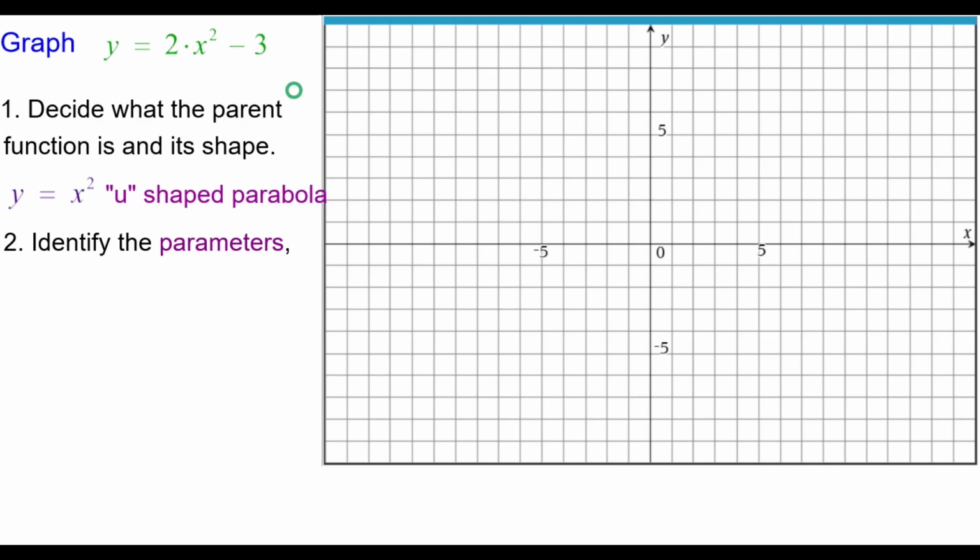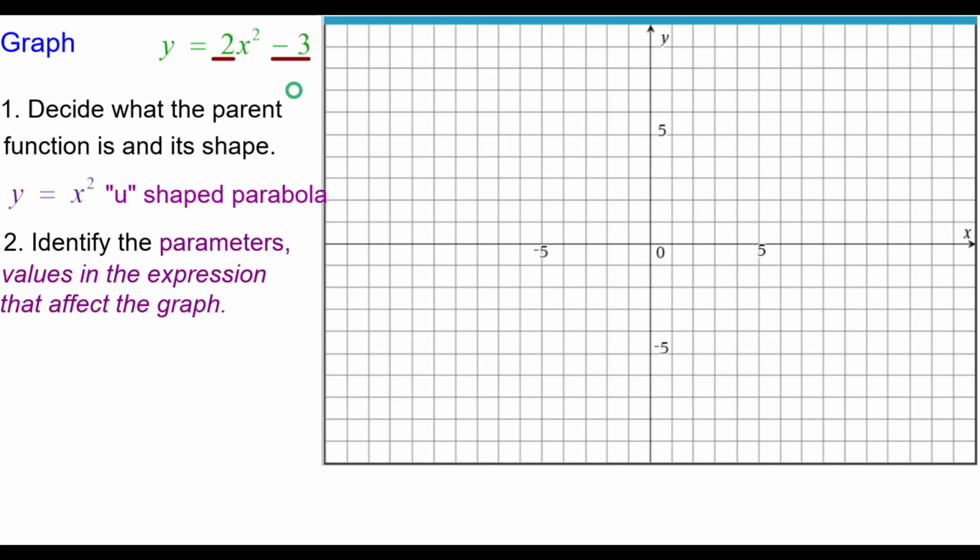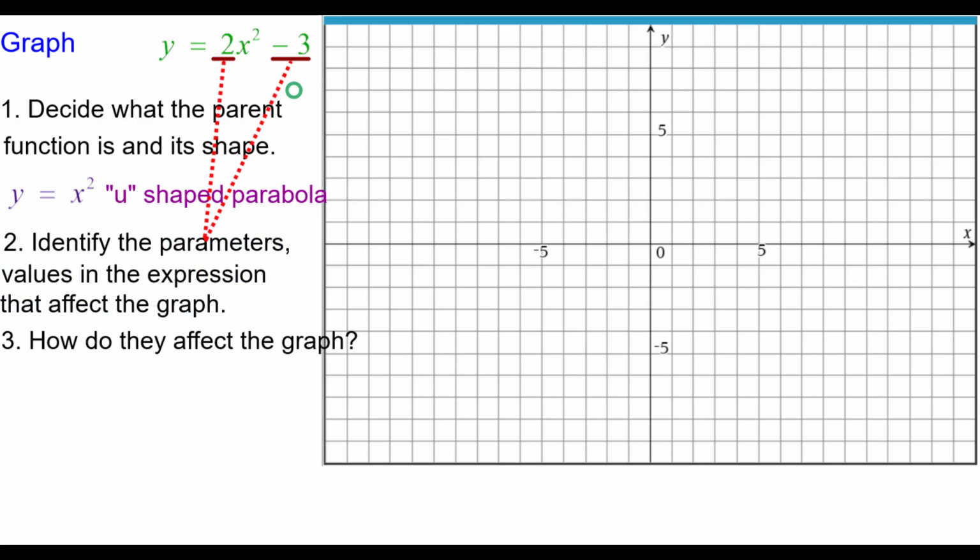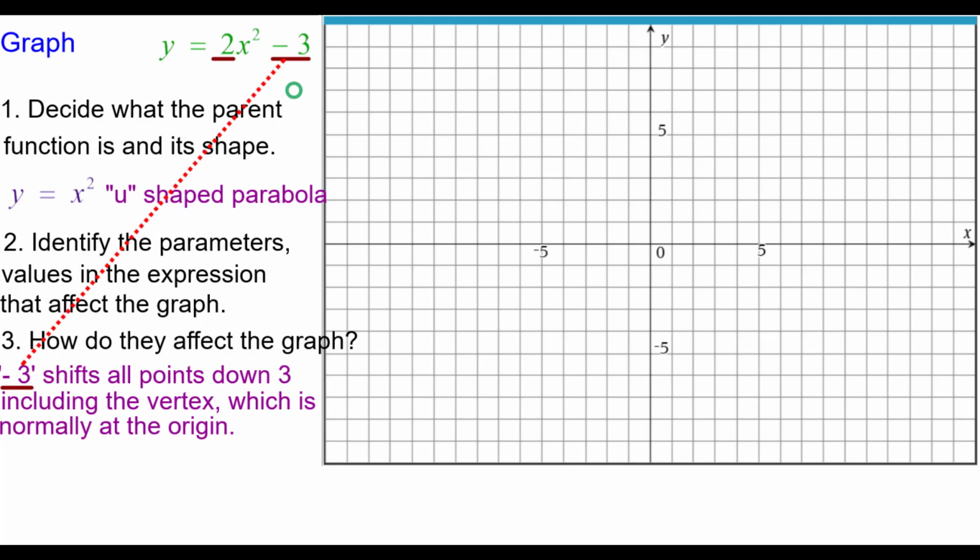Identify the parameters, and what we mean by that are values in the expression that affect the graph. 2 and minus 3 are parameters. How do they affect the graph? The minus 3 shifts all points down 3, including the vertex, which is normally at the origin. So our vertex is now at 0, negative 3. The times 2 does not affect placement of the vertex.